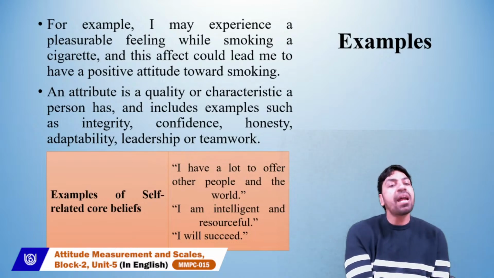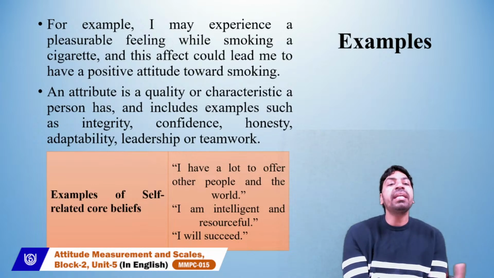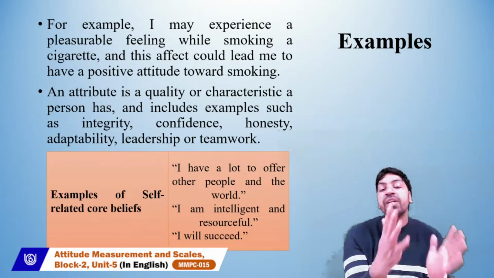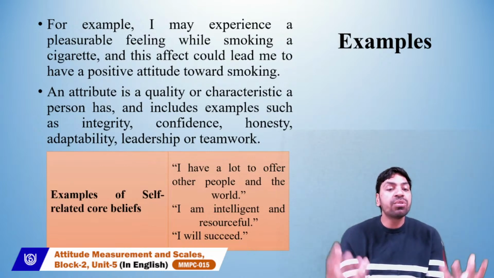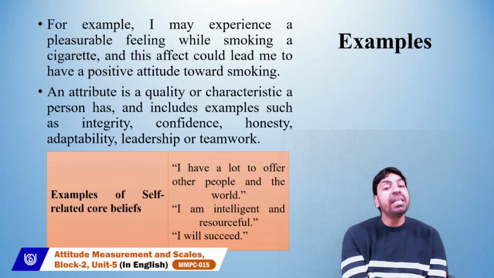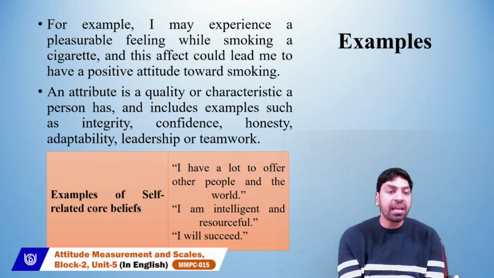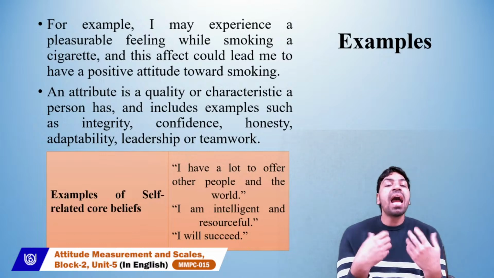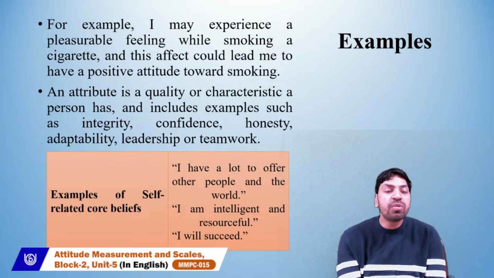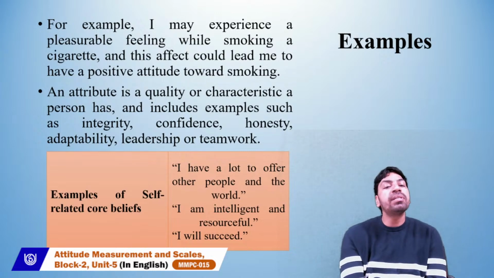The next one is attribute. Attribute is a quality, a characteristic a person has. So if we talk about student qualities, I could talk about integrity, the confidence level, the student's honesty, the adaptability, the leadership quality, and the teamwork the student has. So that means I am talking about the attributes of an individual, a student or a person.